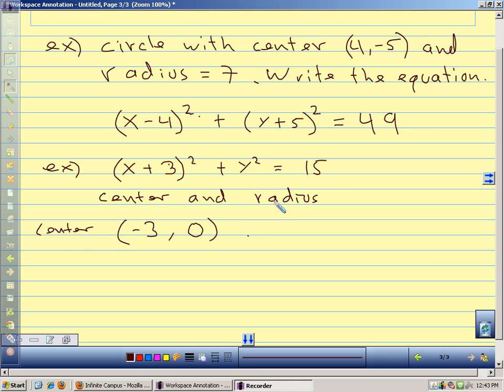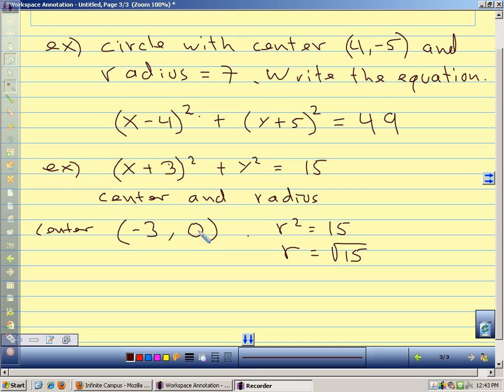And the radius, this number is r squared. r squared equals 15, so r equals the square root of 15. So the important thing to remember here is, if there's no number with the x or the y, we want to figure out what we're adding or subtracting to the x or the y. If there's no number here, then the coordinate of our center is just 0.